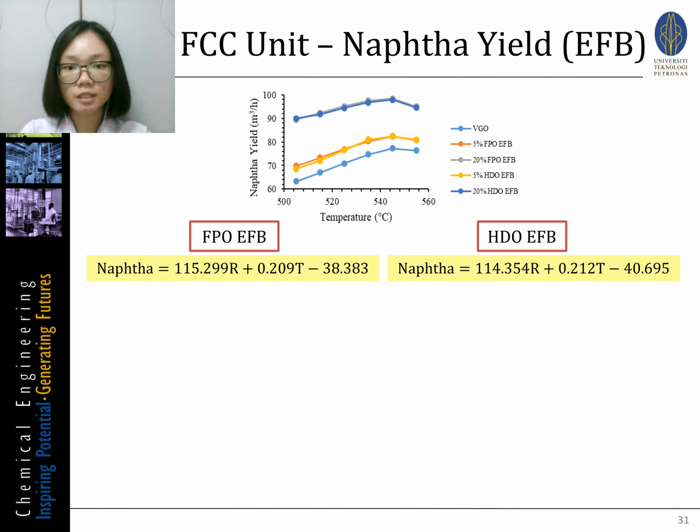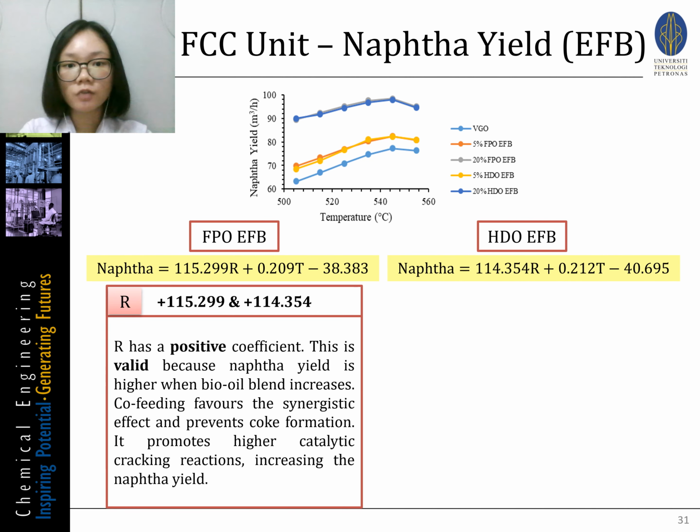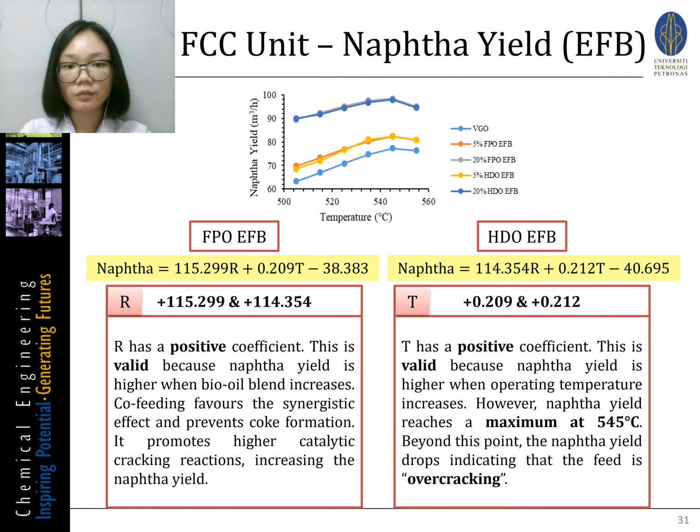Right now, why don't we do a little bit of process analysis based on these two equations? Firstly, you can see that our R has a positive coefficient. Is it valid? Yes, it is, because when the boil oil blend increases, more naphtha is produced due to a synergistic effect that promotes higher catalytic cracking reaction. Next, the variable T is also positive because at higher temperature, the naphtha yield increases until a maximum of 545 degrees C, where the naphtha yield starts to decrease due to overcracking.